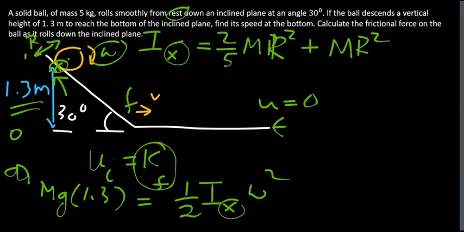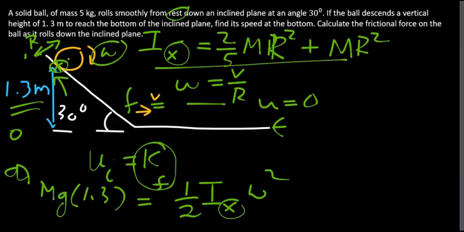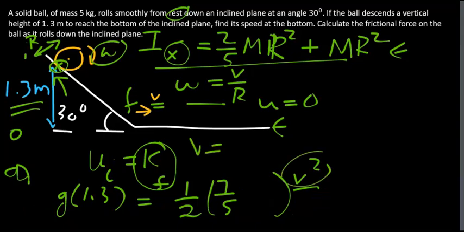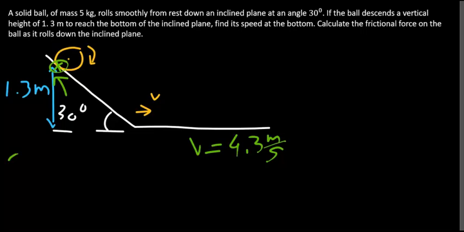We also know this angular speed is connected to that translational speed, as that translational speed v over the radius of that solid ball. Substituting this and that expression in this term, we get 7 over 5 mr squared for that sum, times omega squared, which is v squared over r squared. So that r squared goes away, and this m cancels that m, and you can get your v. Solving for v, you get v to be 4.3 meter per second. So there we have it. The answer for part A is 4.3 meter per second.